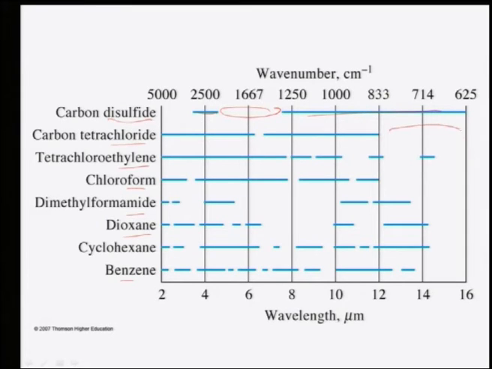Carbon tetrachloride doesn't absorb at low wave numbers. The same thing is valid for tetrachloroethane. Chloroform, again the same thing. Dichloroformamide can be used in this frequency range. Dioxane can be used here between 1600 and 1250, or maybe up to a thousand. Benzene can be used at low wave numbers or high wavelengths. So by tailoring these different compounds, one can study different compounds in different wave number ranges using different solvents.